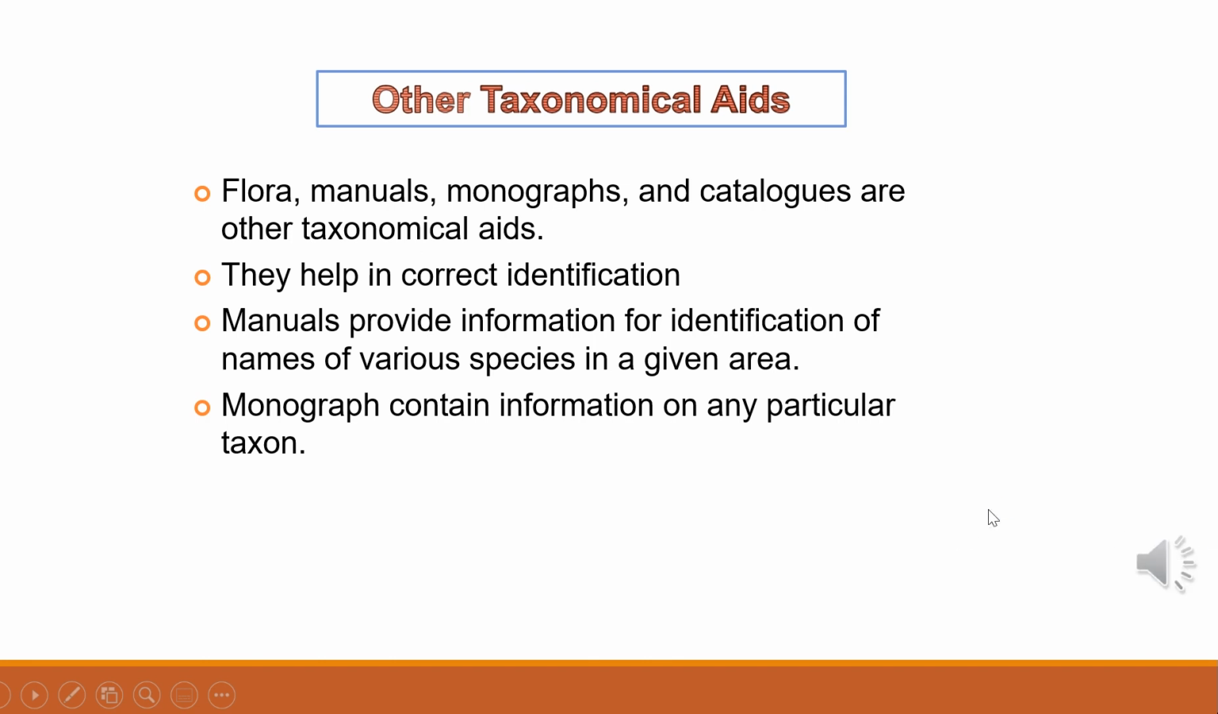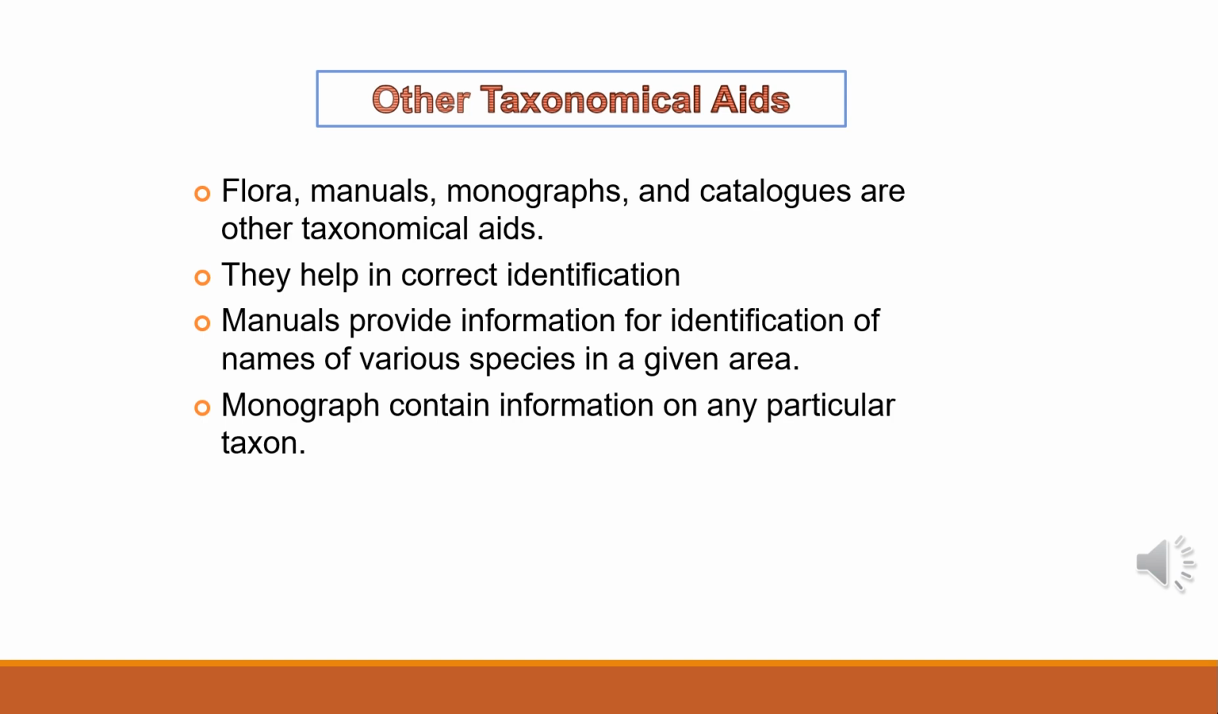Apart from the taxonomical aids we have studied, there are some other taxonomical aids just like flora, manuals, monographs and catalogs, etc. First of all, what is flora? It provides information as to all the plants growing in a particular area. So the environmental conditions, seasonal changes and description of plants along with their identification key are available for ready reference. For example, Flora of British India, Flora of Delhi.